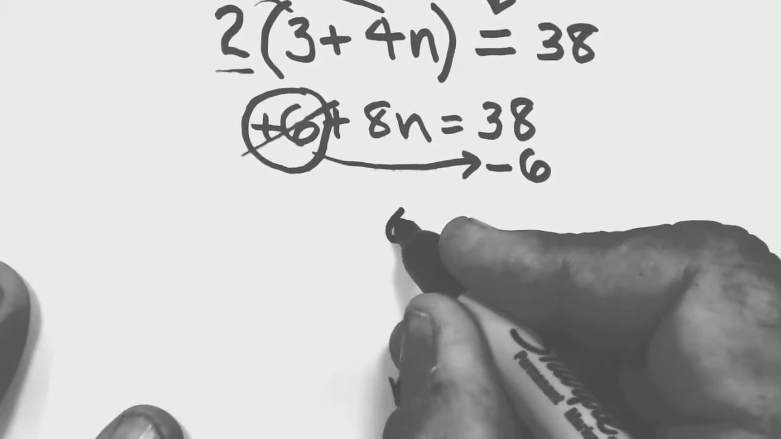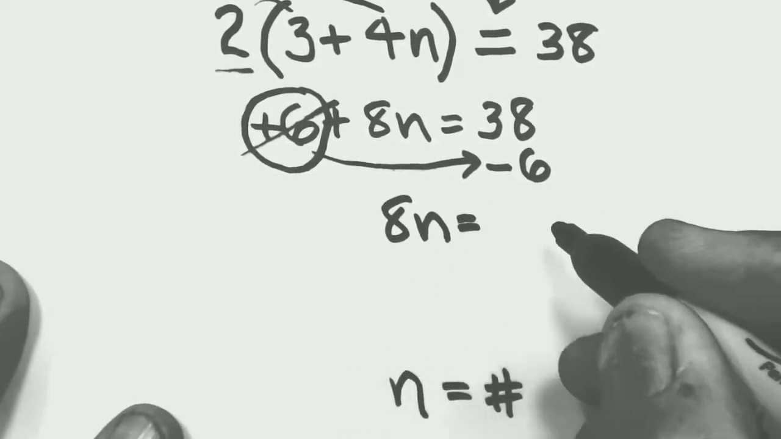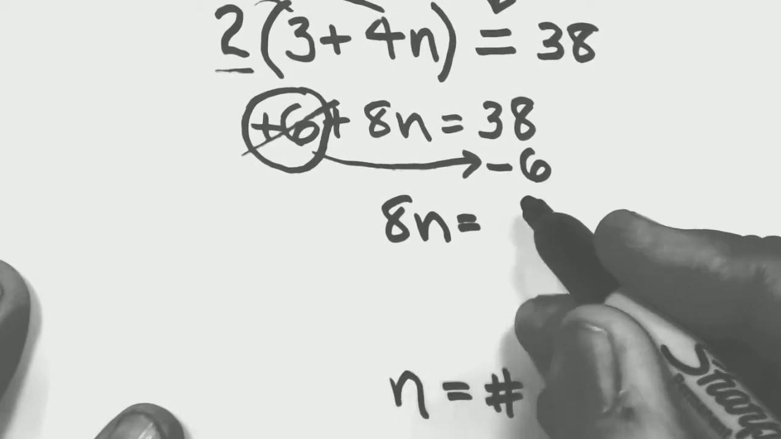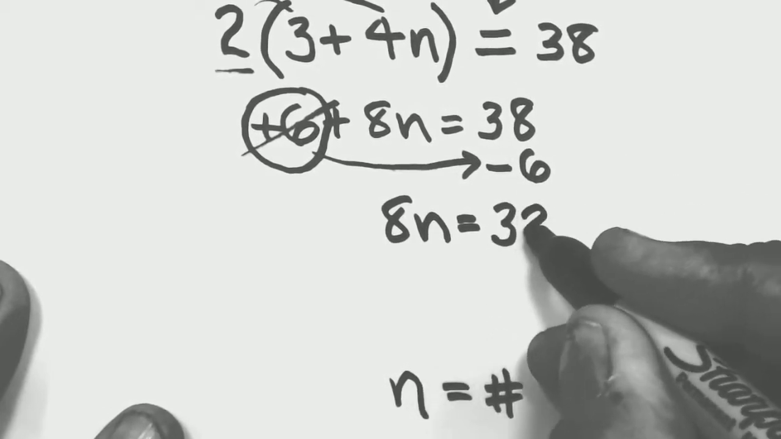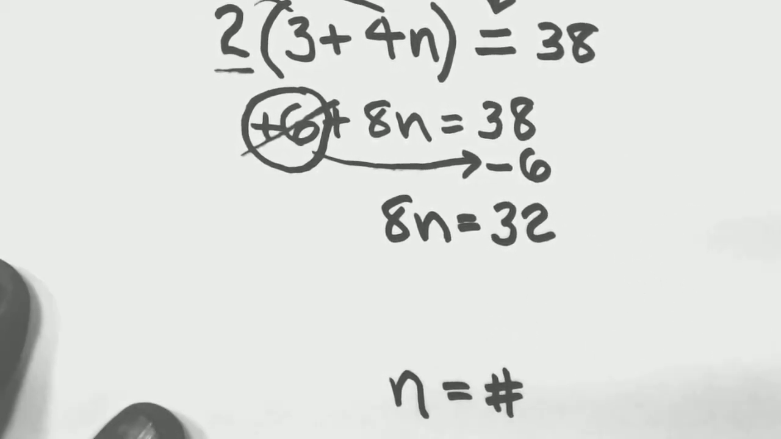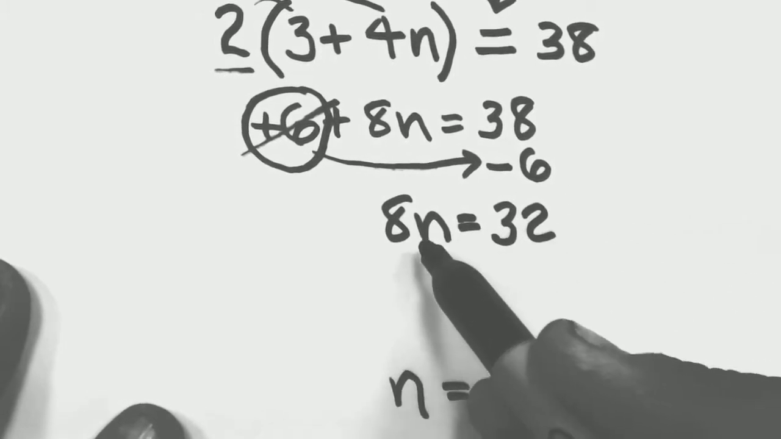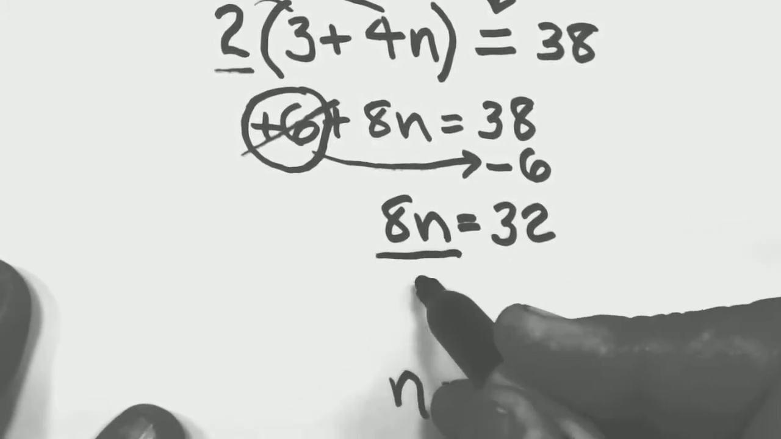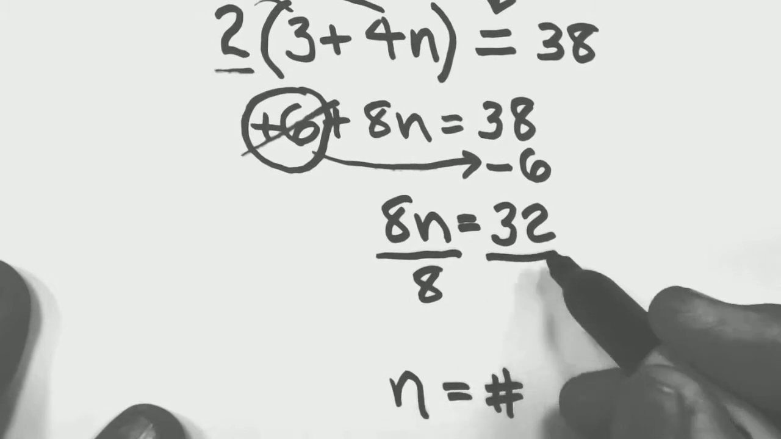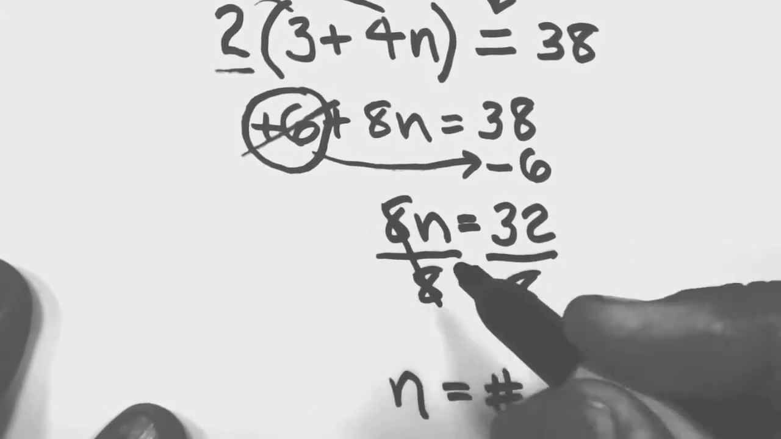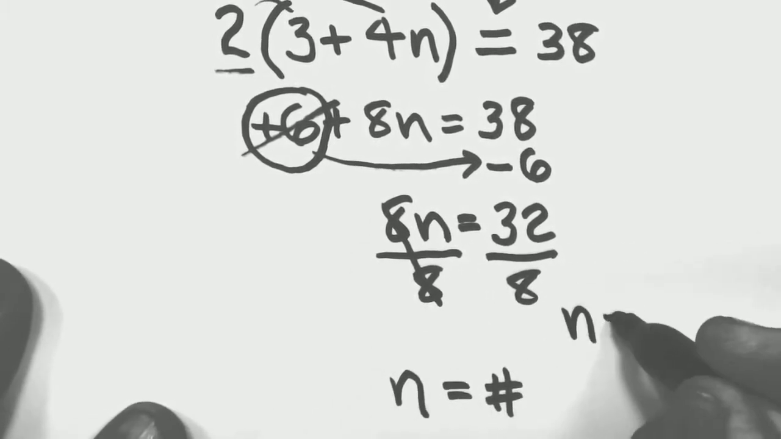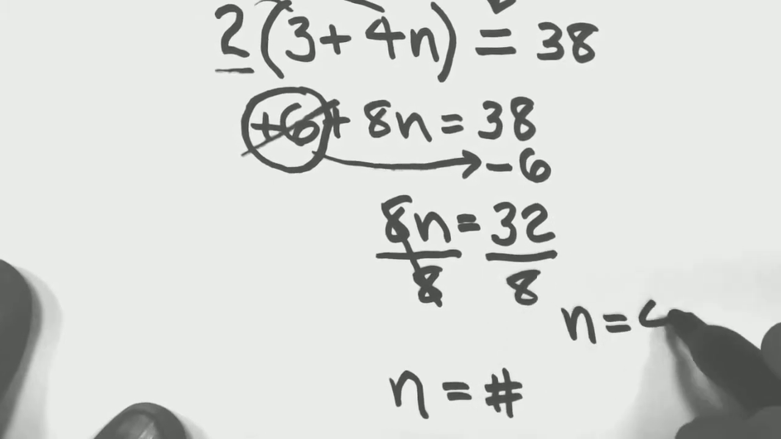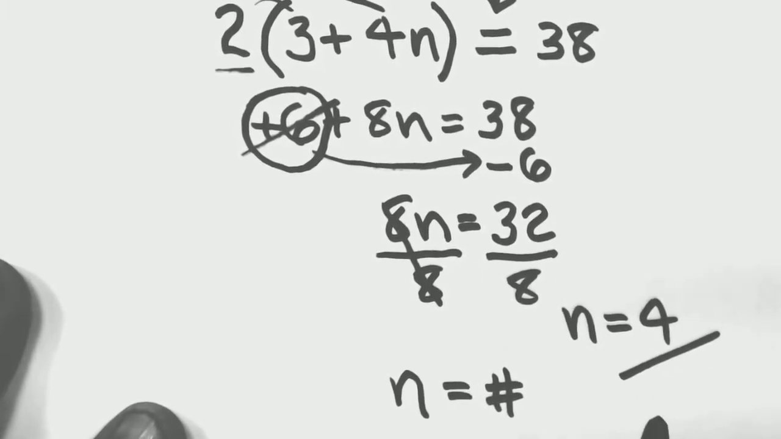Okay, what do we end up with here? Well, 8n equals, what do we got? 38 minus 6, that's 32. And now, of course, to get our final answer, we have 8 times n. Well, let's divide both sides by 8. We do that so we get the n all by itself over here. N equals, of course, 32 divided by 8 is just 4.